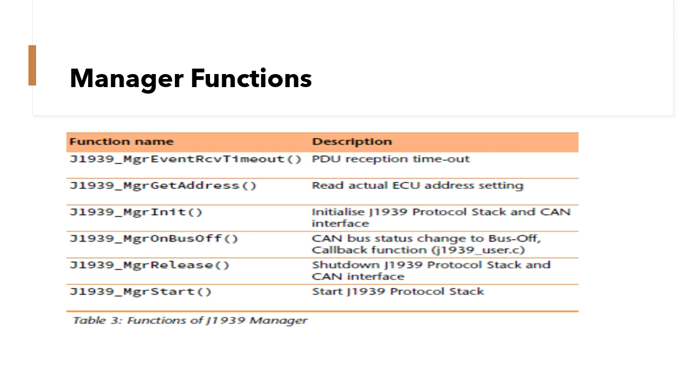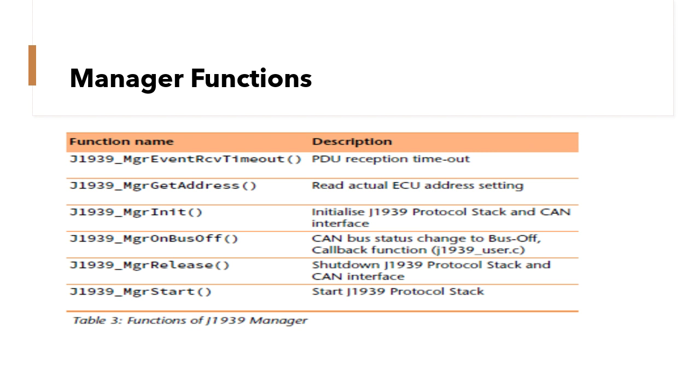functions and their descriptions: PDU reception timeout, event receive timeout function, and get address. This reads the actual ECU address, the electronic control unit address setting. mgr init initializes the J1939 protocol stack and CAN interface. And on bus off is the callback function for CAN bus status change to bus off. It is in J1939 underscore user.c.